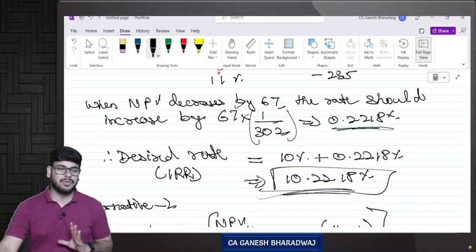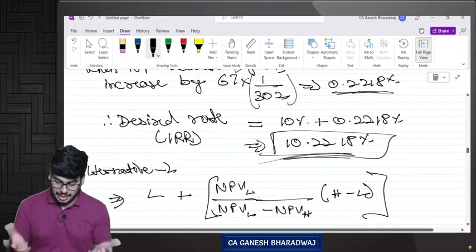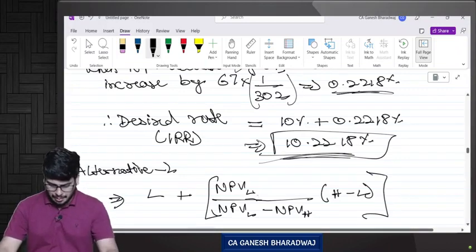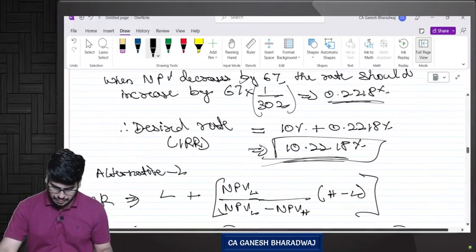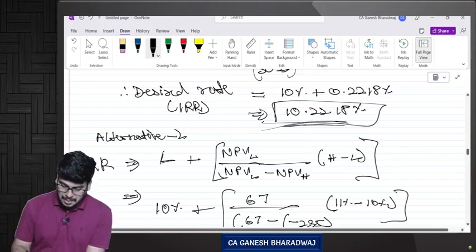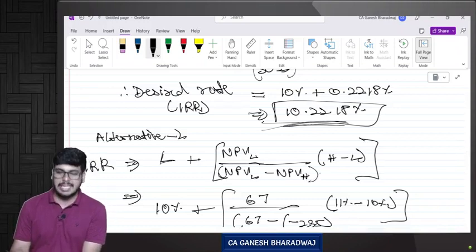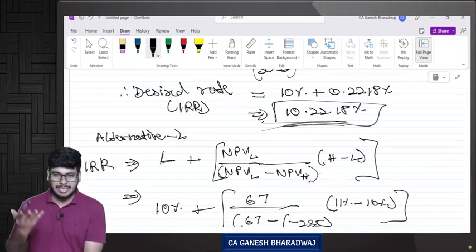Sir, I don't want to know all this logically. Can you give me a formula? Yes, you can use this formula directly, but it is purely based on the logic we just saw. Look at this. IRR is equal to L plus NPVL upon NPVL minus NPVH into H minus L. Sir, what is this? Nothing.